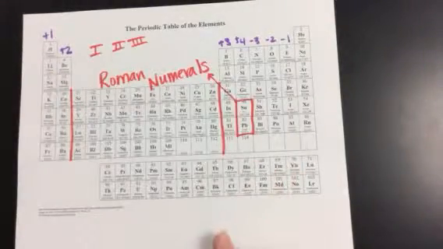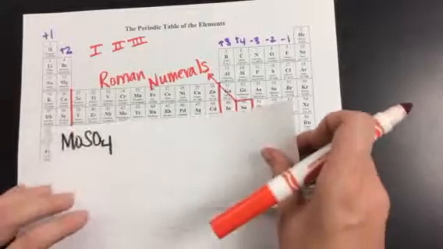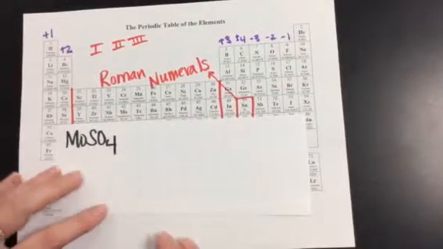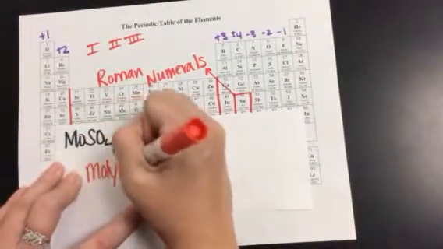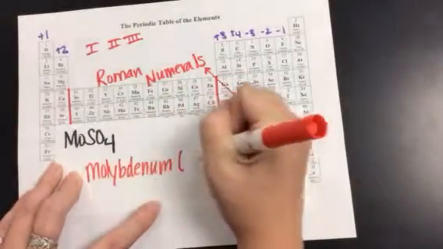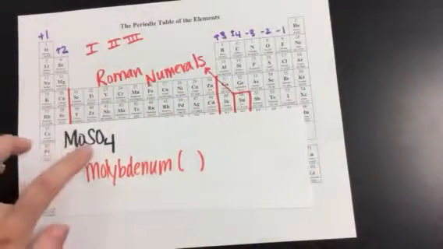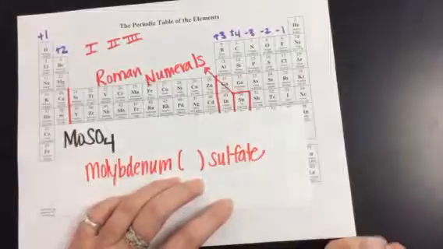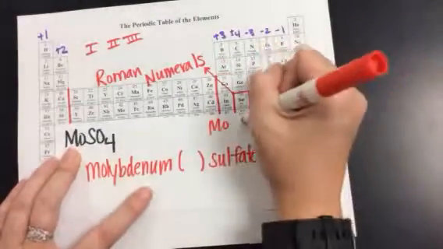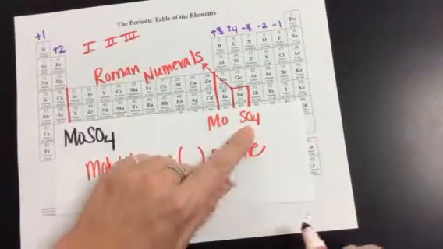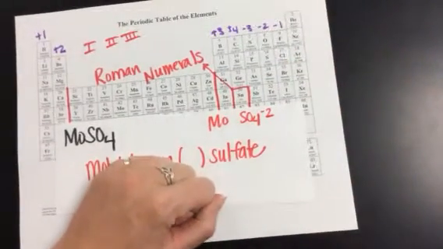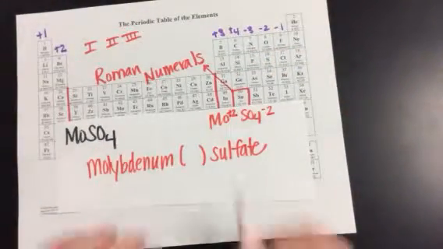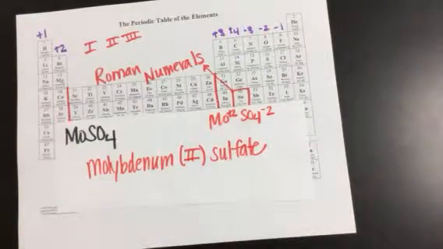Now the next one that I have has a polyatomic ion in it, but it works the same way. Here I have MO, which is molybdenum. Molybdenum is a transition metal, so we're going to write out molybdenum and use Roman numerals. And then SO4 is sulfate. I'm going to write out sulfate. Now I have 1 molybdenum and 1 sulfate. I already know the charge of sulfate as -2. So if sulfate has a -2 charge, molybdenum has to be +2 to equal 0. So that means that I have molybdenum 2 sulfate.